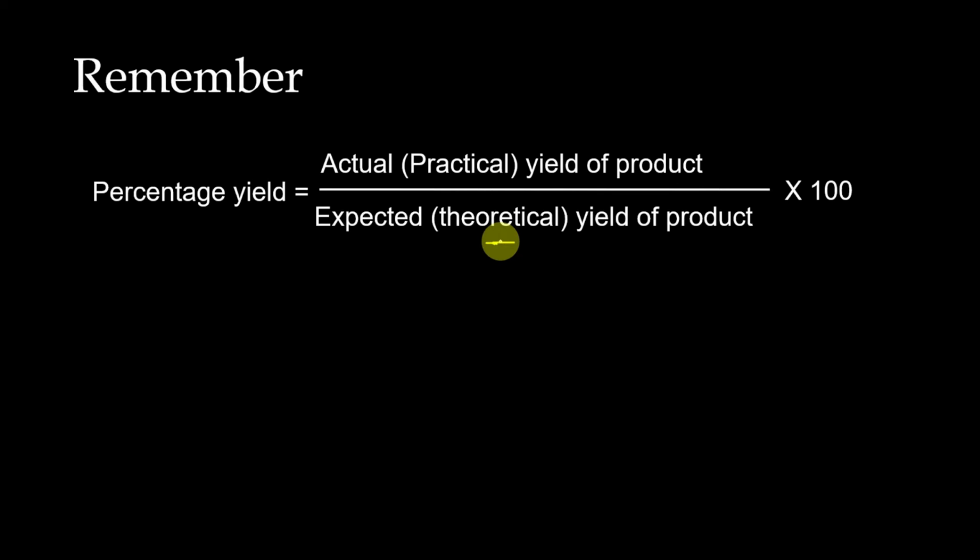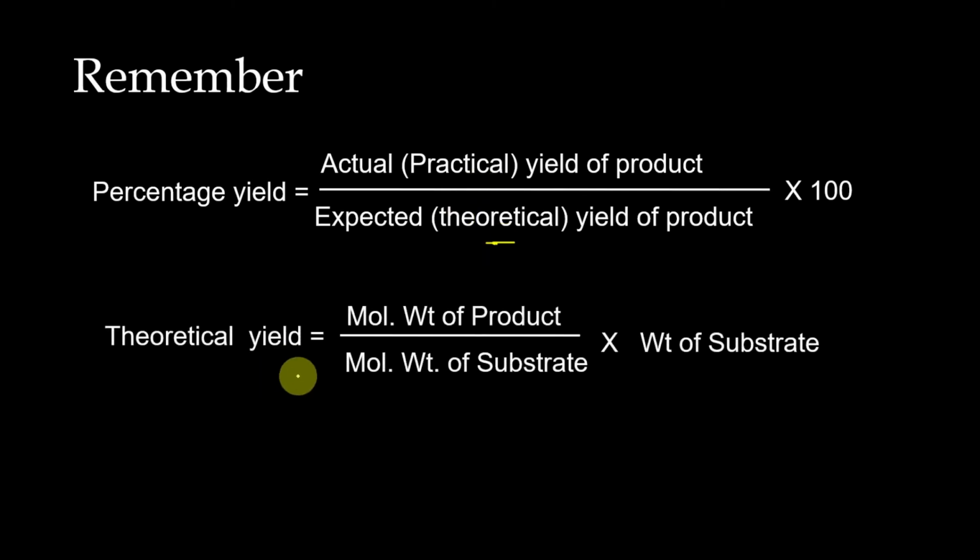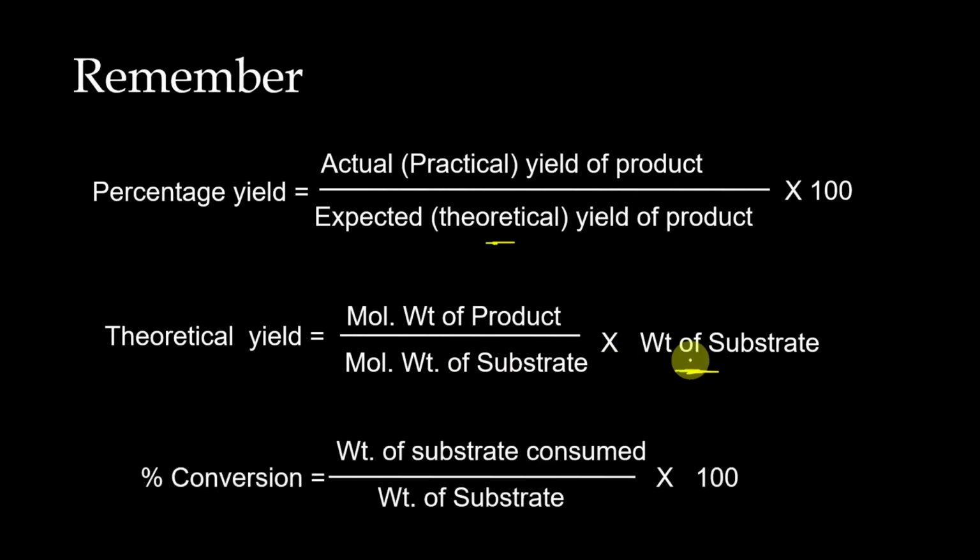Theoretical yield we can calculate using this formula: theoretical yield is equal to molecular weight of the product divided by molecular weight of the substrate into weight of the substrate. And the third one is percentage conversion. Conversion we can calculate with this formula: weight of the substrate consumed in the reaction divided by weight of the substrate taken for the reaction into 100, right?